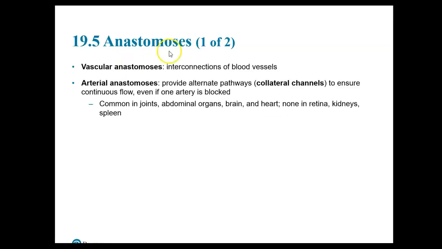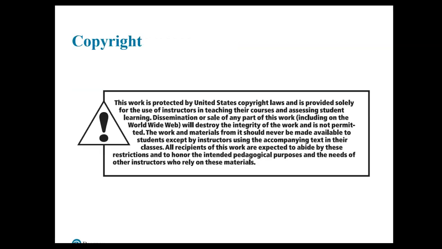Anastomoses are like branches. They're like alternative pathways. When a surgeon is doing a cardiac bypass, what they're actually doing is taking a piece of a vein and bypassing the blockage, allowing the blood to go past the blockage so that the blood can continue to flow through your heart. But there are various types of anastomoses.